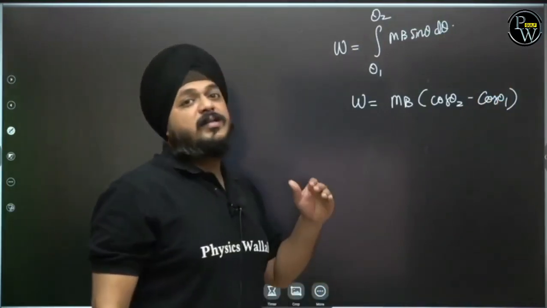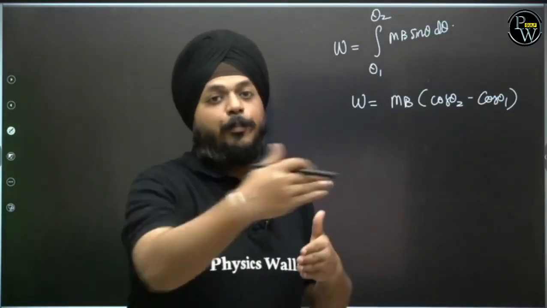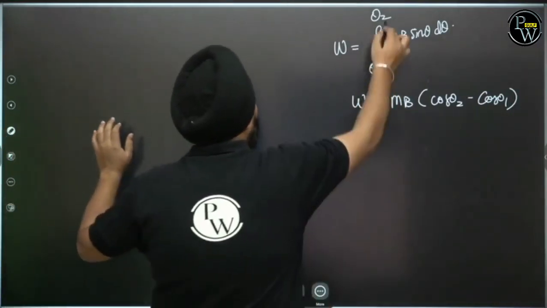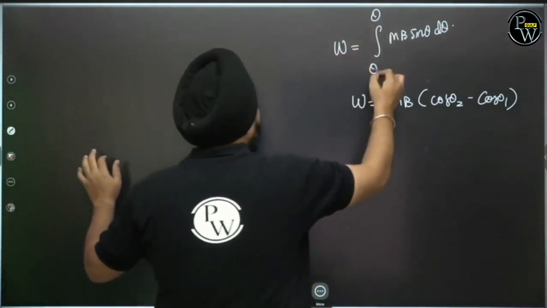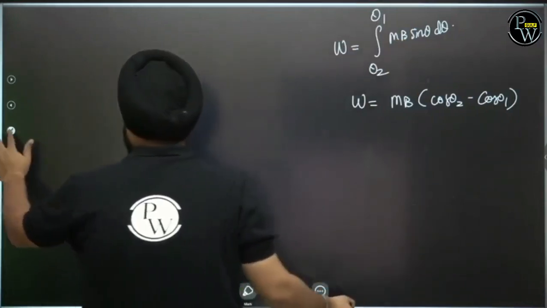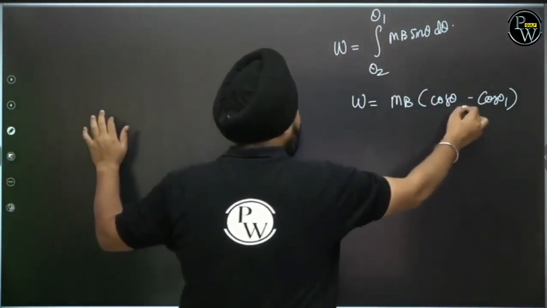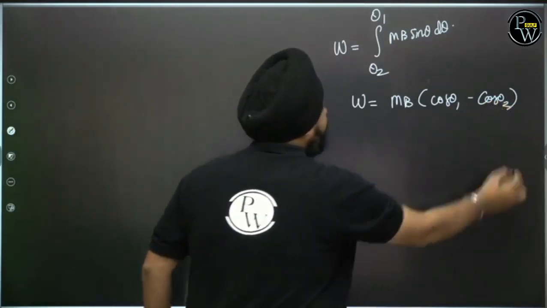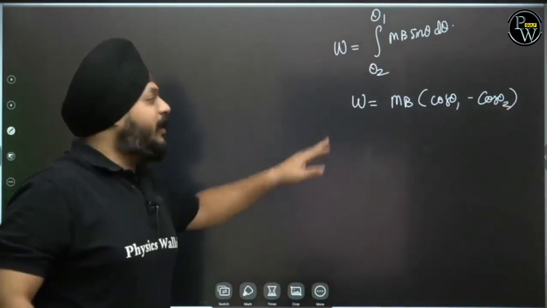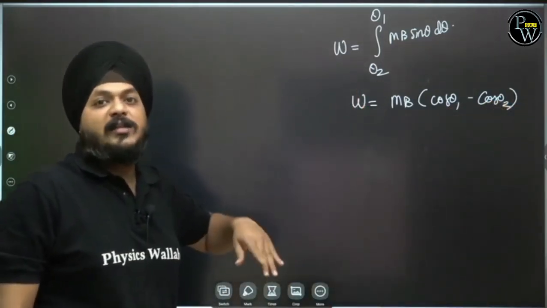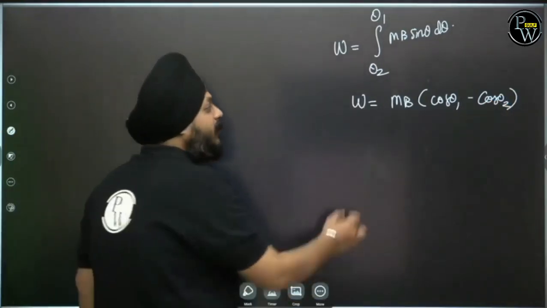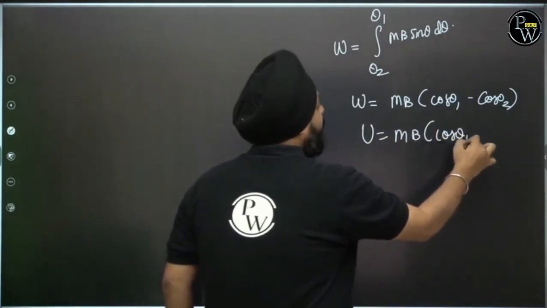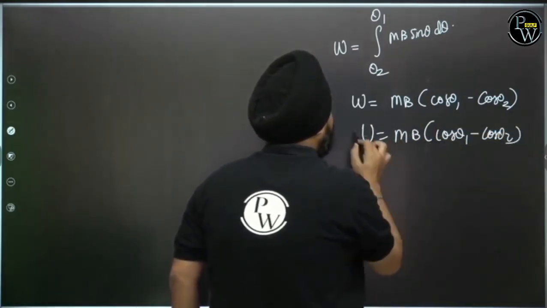Suppose the work is done while opposing, then the work will be done from theta 2 to theta 1, so this is going to be changed. Now this work done is stored in the form of potential energy, because everything here is conservative. So U becomes MB (cos of theta 1 minus cos of theta 2).